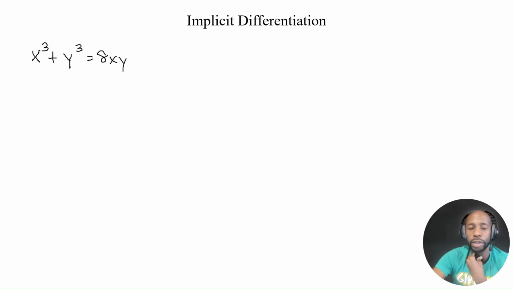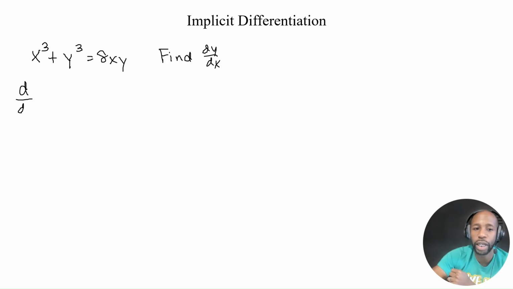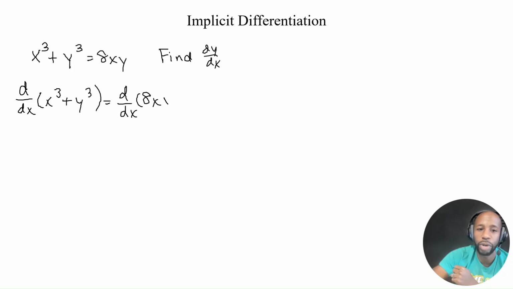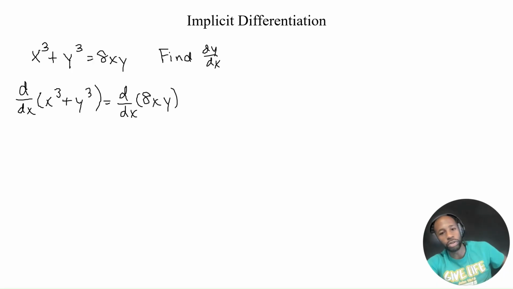All right, next equation, x cubed plus y cubed equals 8xy. We want to, again, find dy/dx. In other words, we're going to implicitly differentiate. So the first step is to differentiate with respect to x. So the derivative with respect to x of x cubed plus y cubed equals the derivative with respect to x of 8xy. So we're going to do some chain rule here, some product rule as well.